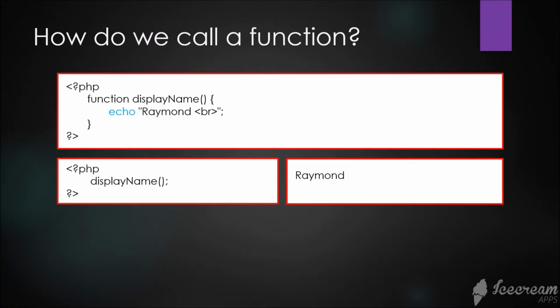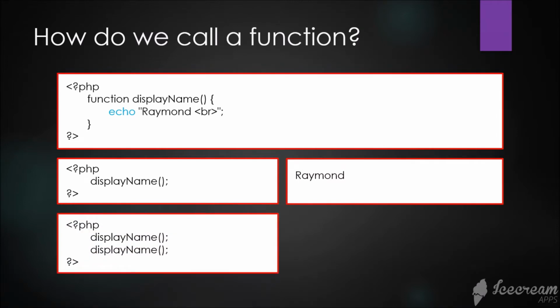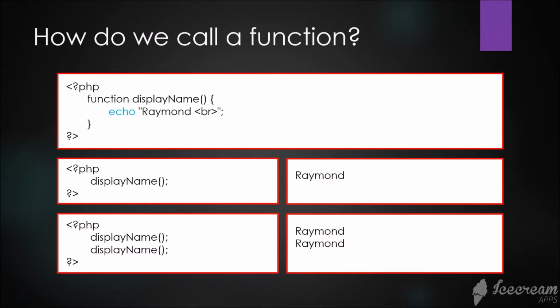Okay? So we have another example wherein we call the function twice. So the output will be Raymond and Raymond. So that's how we call yung isang function. Now, what if yung value na madi-display, hindi palaging Raymond yung madi-display? What if we want it to be dynamic?